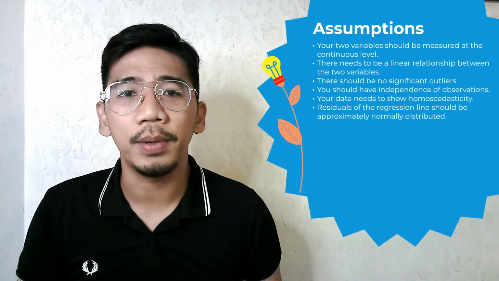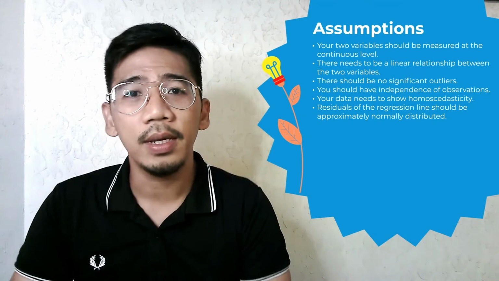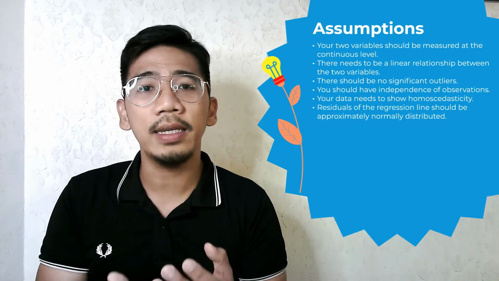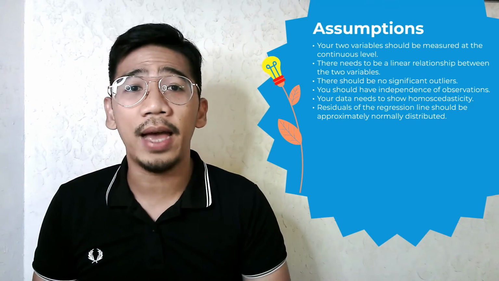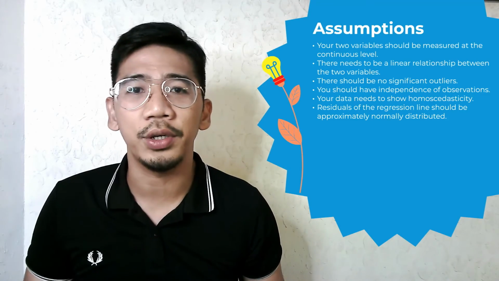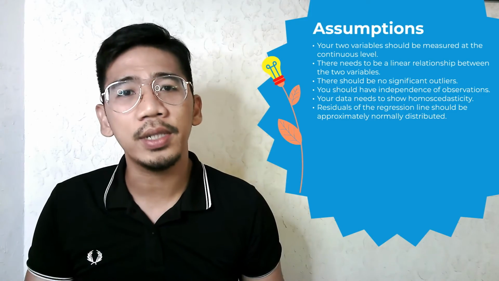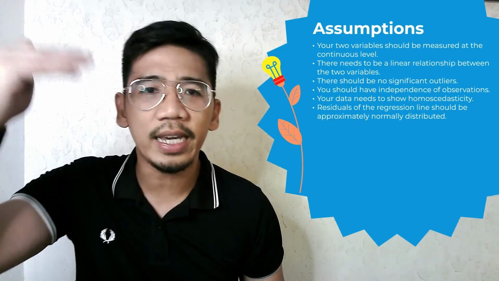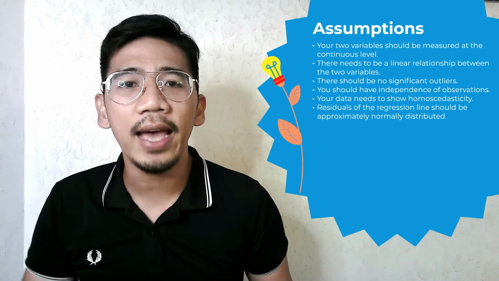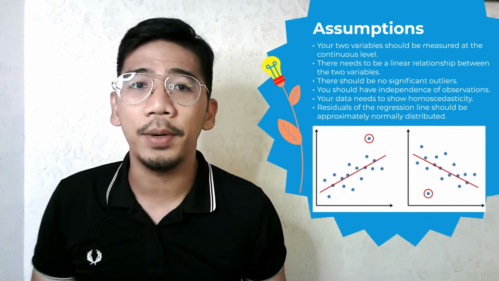Assumption number 3 is that there should be no significant outliers. An outlier is an observed data point that has a dependent variable value that is very different to the value predicted by the regression equation. As such, an outlier will be a point on a scatter plot that is vertically far away from the regression line, indicating that it has a large residual, as highlighted in these examples.